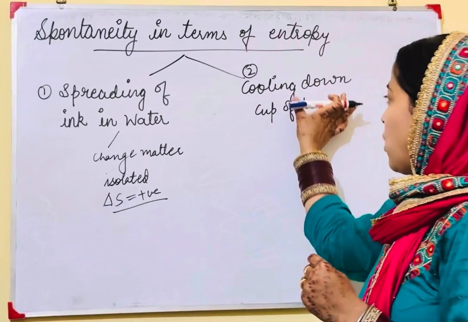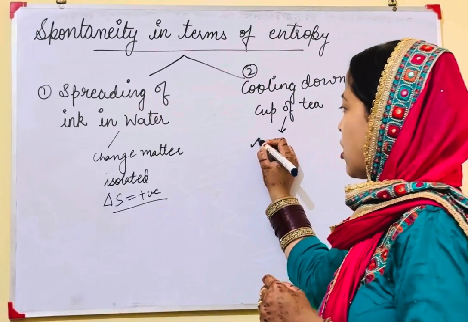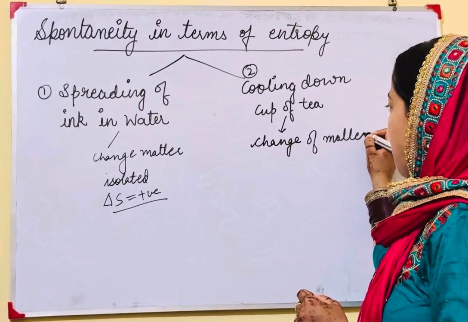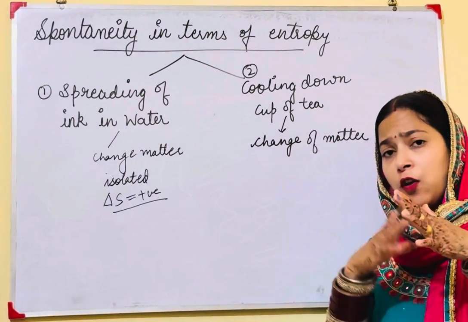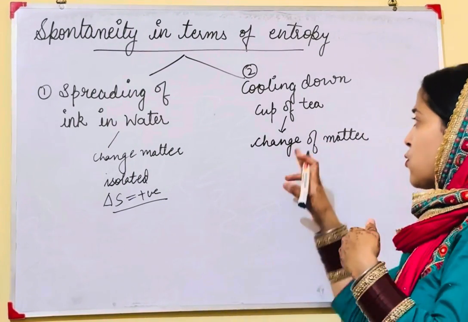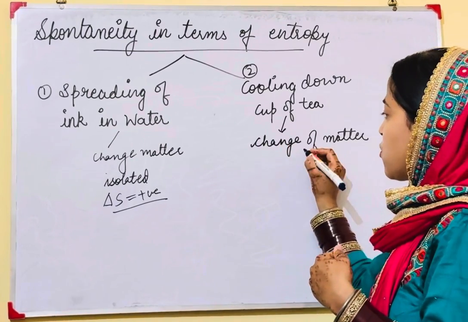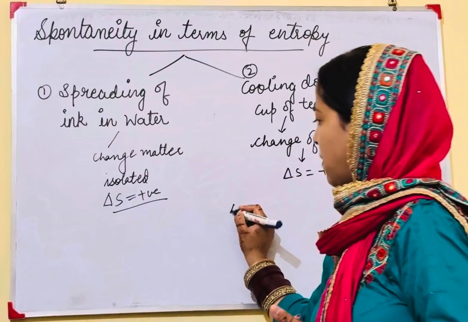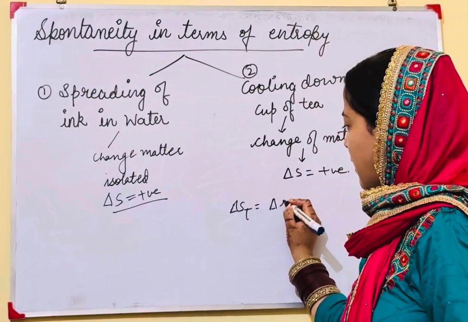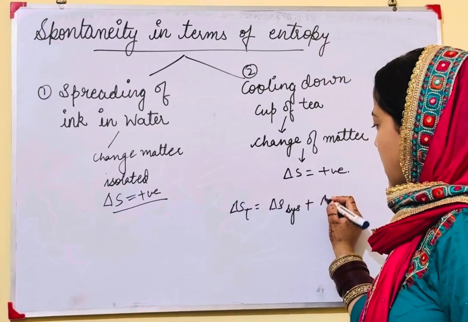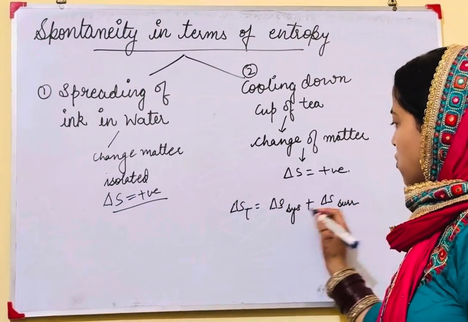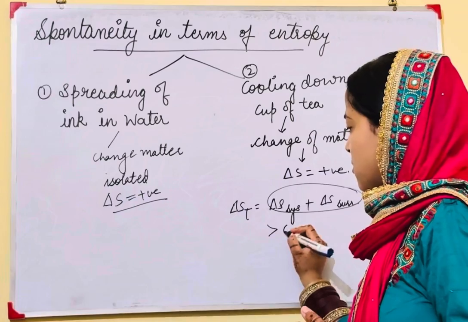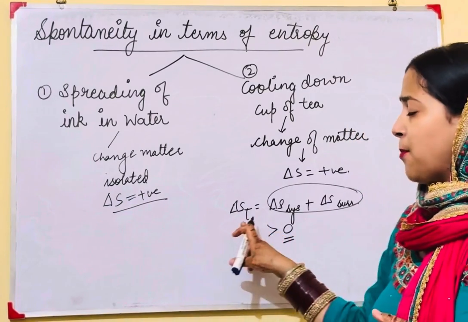Now, second example, cooling down a cup of tea. In this case, there is a transfer of energy, transfer of heat. Heat is transferred from one form to another. So in this case, delta S is also positive. How is it positive? Because delta S total is equal to delta S system plus delta S surrounding. So it depends on these two factors. So delta S total will be more than 0, so it will be positive.